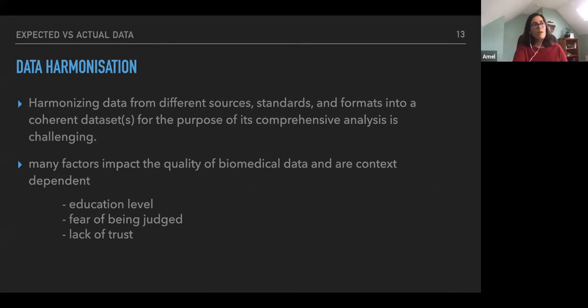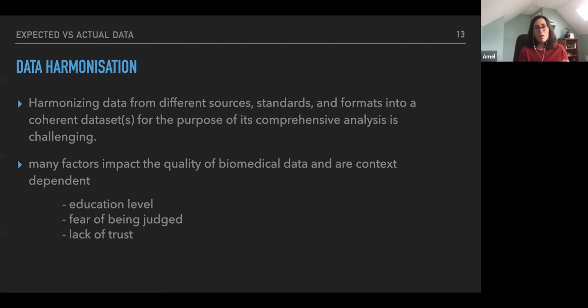And so when we collect a lot of diverse data in the frame of international or global efforts, we quite often go through a data harmonization process where we try to standardize data and formats into coherent data sets for the purpose of a comprehensive global analysis.